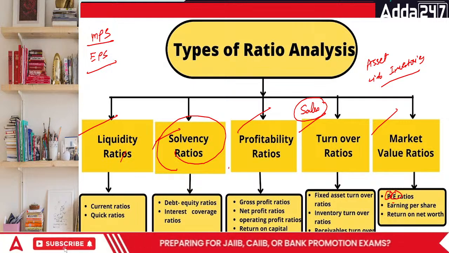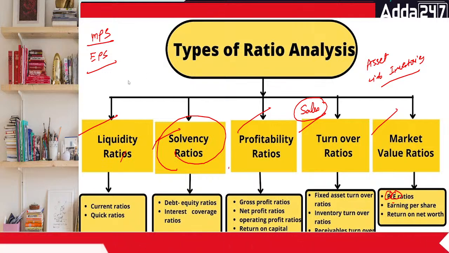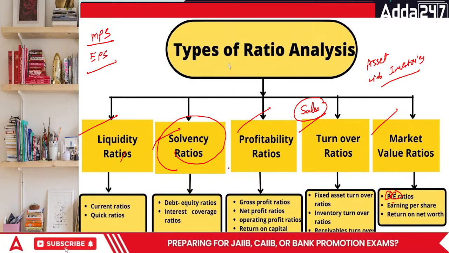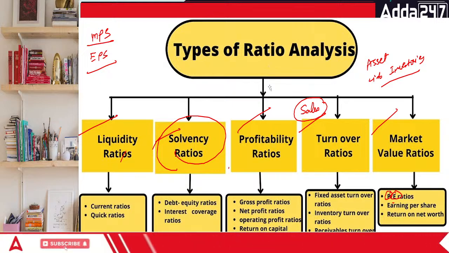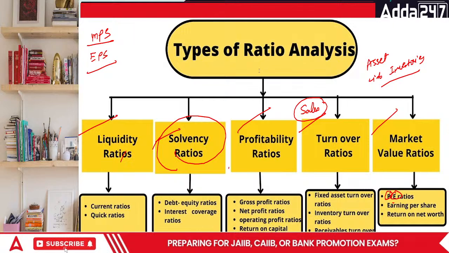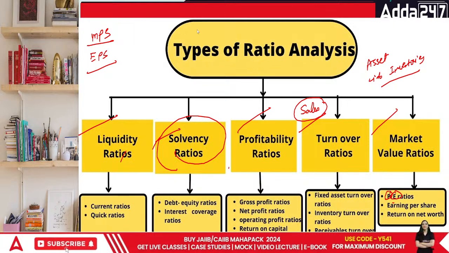So overall, how many types of ratios are there? Actually, there are more than this. Miscellaneous is also a type of ratio which exists. So overall, we have multiple types of ratios to understand how the financial statements and their relationships can be studied. Done, everyone? So let's move on towards the practice questions today.